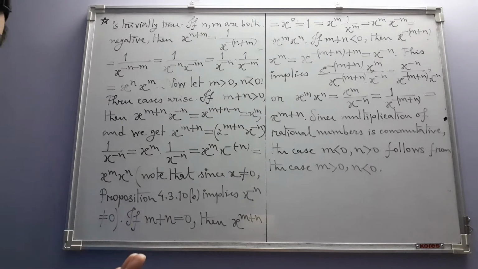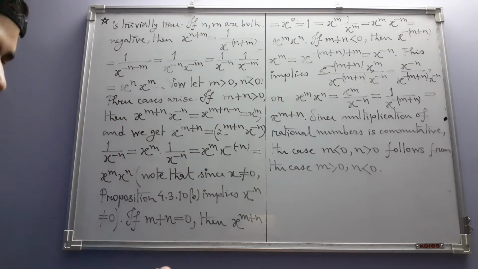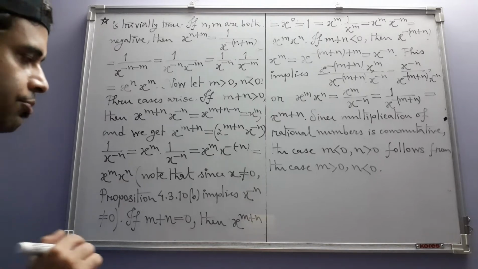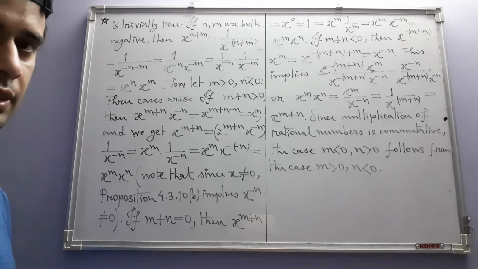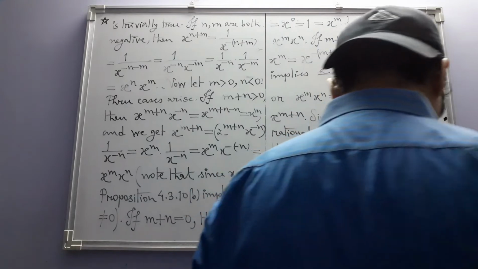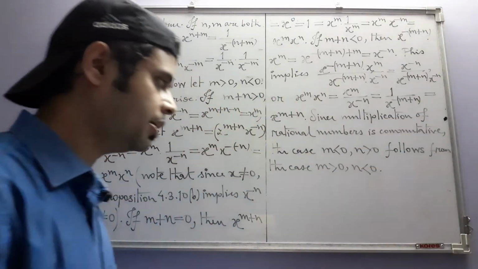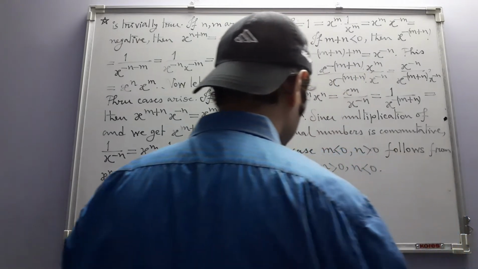M and n, whenever they are both natural numbers, that is taken care of in the previous proposition. If both of them are negative integers, that also we have seen. If exactly one of them is positive, that also we have seen. And if one of them is 0 and the other is negative, then in that case the result is trivially true. Okay, so this proves all the possibilities, and hence we have our result.